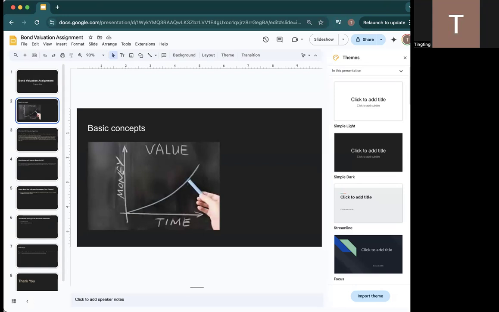Before we start, I'd like to introduce the basic concept of the time value of money. It means that money today is worth more than money in the future because it can be invested to earn interest. This concept is key to bond valuation since bonds pay interest over time and return par value at maturity.